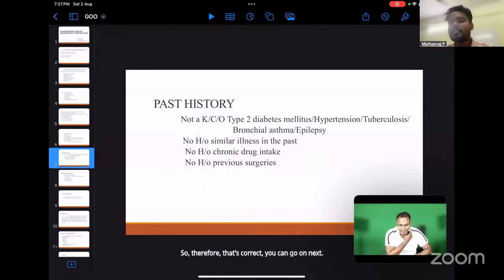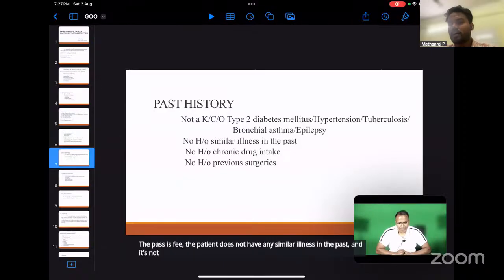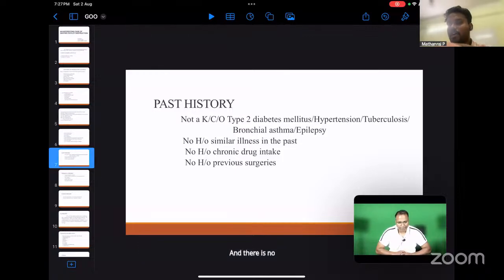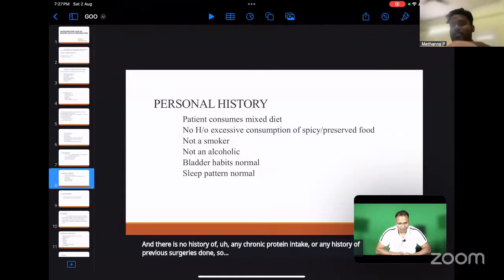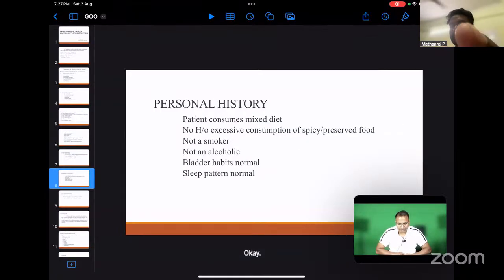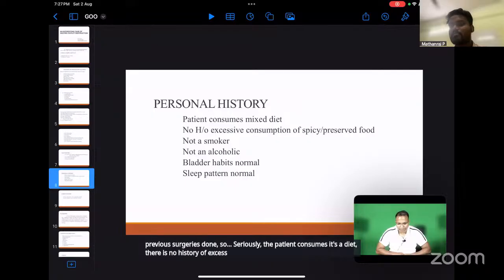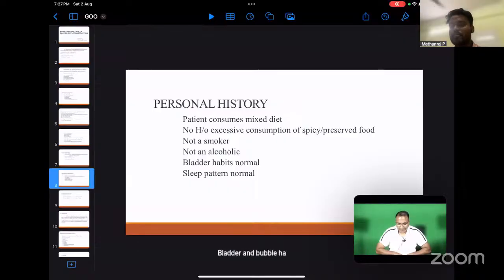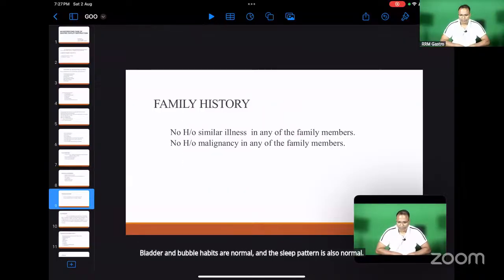The past history: the patient does not have any similar illness in the past and is not a known case of type 2 diabetes mellitus, hypertension, tuberculosis, bronchial asthma, or epilepsy. There is no history of any chronic drug intake or previous surgeries. The patient consumes a mixed diet. There is no history of excessive consumption of spicy or preserved food. He's not a smoker and not an alcoholic. Bladder and bowel habits are normal, and the sleep pattern is also normal. Family history, no issues.